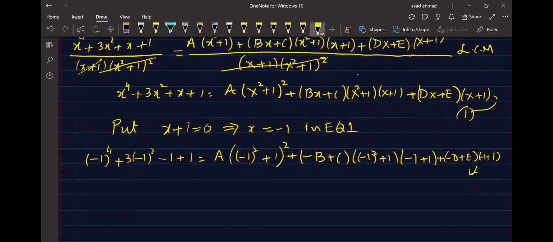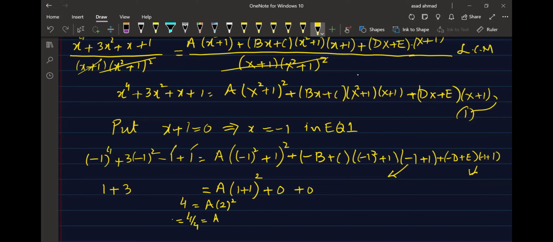As we can notice, minus 1 plus 1 will become 0. This entire part will become 0. So we will be having only A, that is, minus 1 square will become 1, and there is a whole square over it, plus all these terms will become 0. On the left hand side, minus 1 raised to power 4, which is an even power, will make it plus 1. Again, minus 1 square will become plus 1 multiplied by 3, and this minus 1 plus 1 will obviously cancel. So we will have 4. 2 square means again 4. So A will be 4 by 4, that is equal to 1.